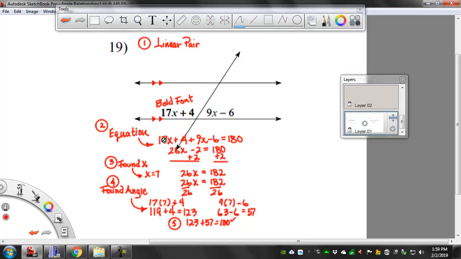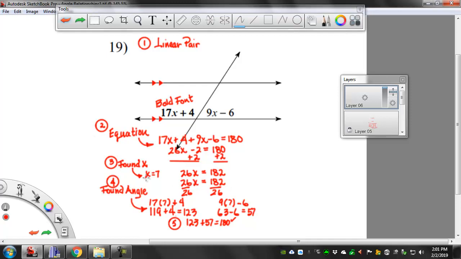Now remember to collect like terms. You got to take that 17x, add it to the 9x to get 26x, and I take 4, add it to the negative 6 right here, and it'll give me a negative 2. So now this equation simplifies down to 26x minus 2 equals 180. I want to get the 26x by itself, right? I want to get the negative 2 to go to 0, so I'll add 2, and I do it to each side. So the 26x is now by itself. The 180 becomes 182 by adding 2, and now this is the equation I need to finish solving.